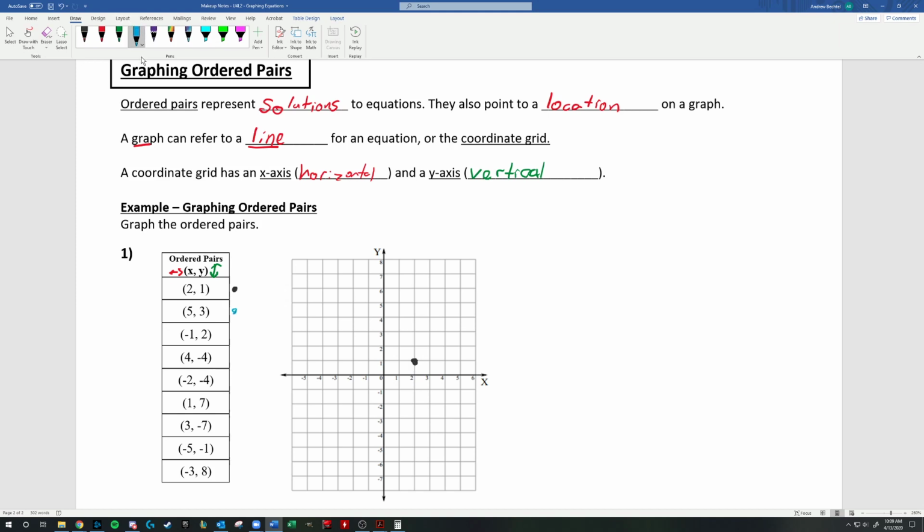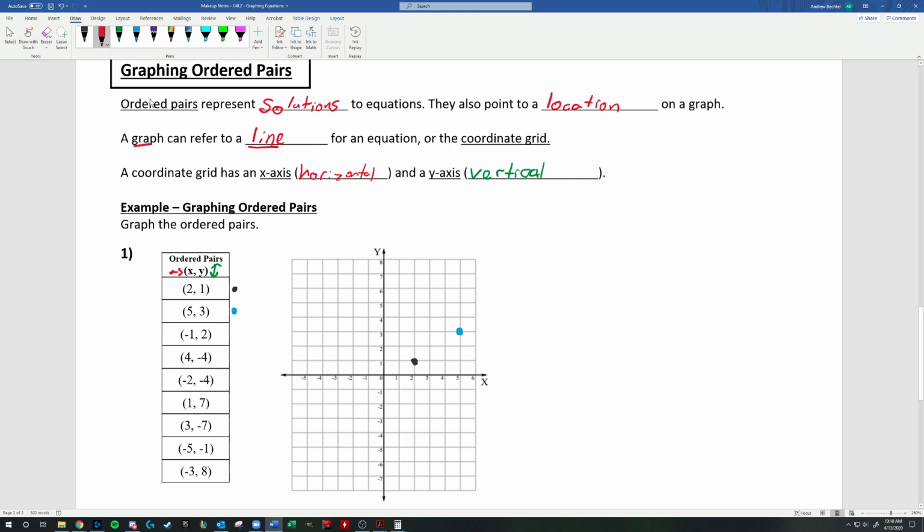Let's do this next point, 5, 3. So again, the 5 is our x-coordinate. That tells us side to side. If I start here at the middle, because that's 0, I would go right to the 5. Now I look at the y-coordinate, which is 3. I could look at the y-axis and find that 3, but it needs to have a y-coordinate of 3 and an x-coordinate of 5, so I think it's easier to just go up 1, 2, 3. This is going to be the point 5, 3.